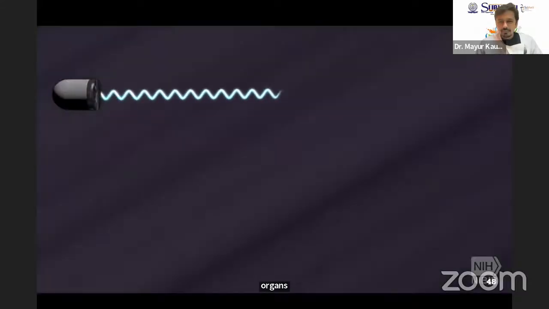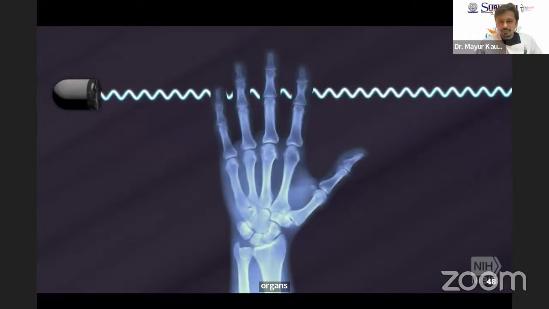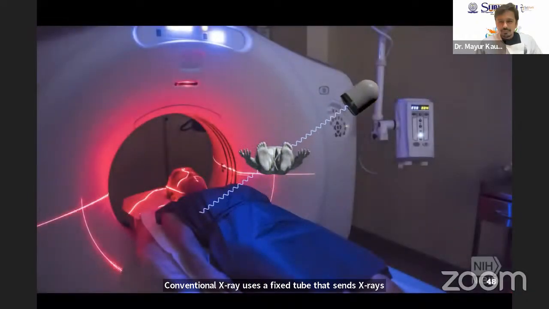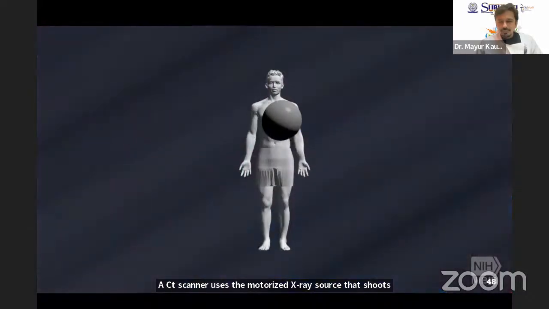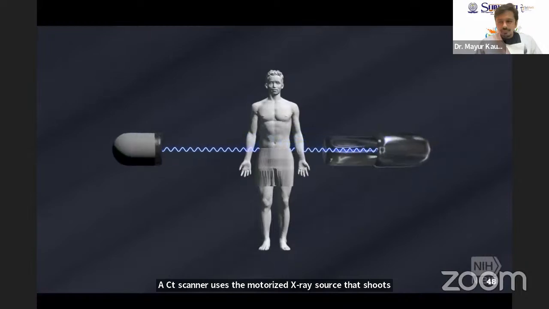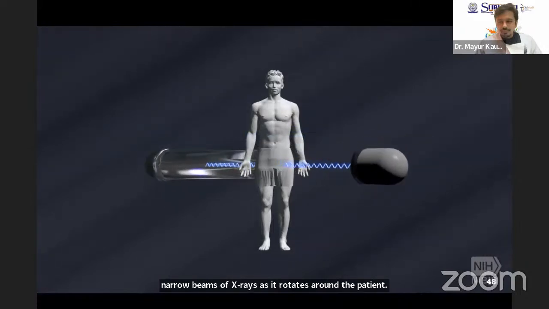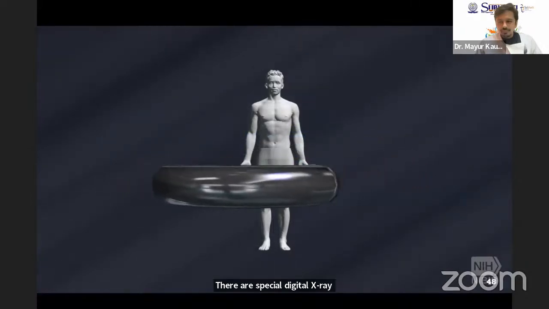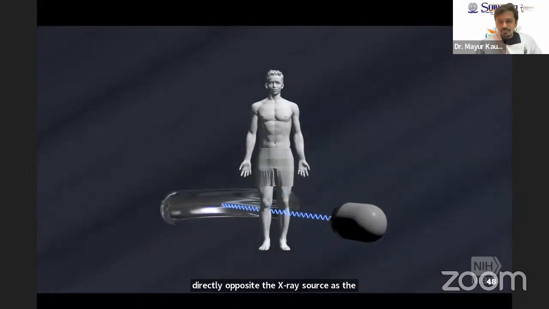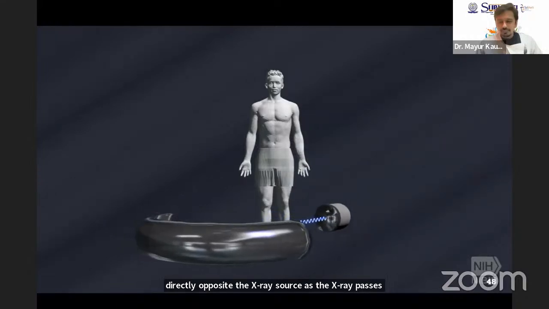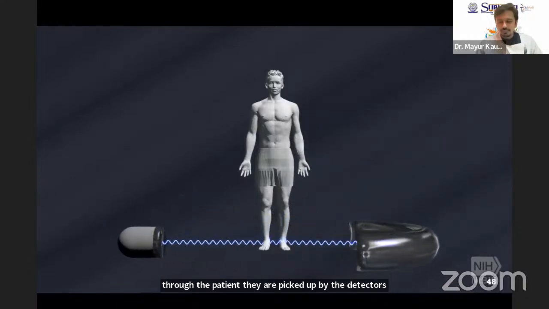Conventional X-ray uses a fixed tube that sends X-rays in only one direction, while a CT scanner uses a motorized X-ray source that shoots narrow beams of X-rays as it rotates around the patient. There are special digital X-ray detectors located directly opposite the X-ray source. As the X-ray passes through the patient, they are picked up by the detectors and transmitted to a computer.